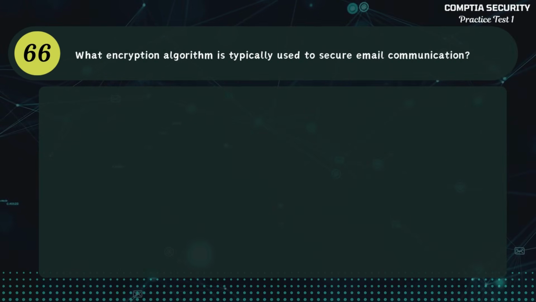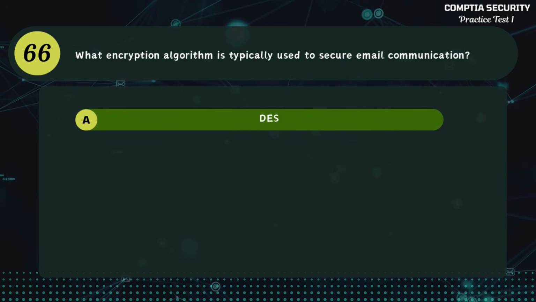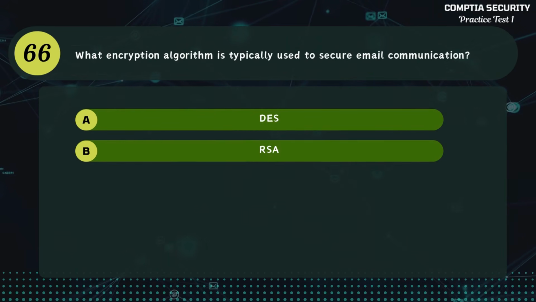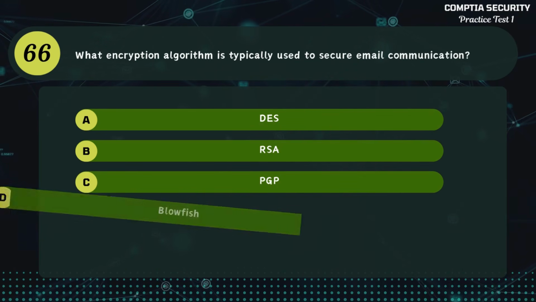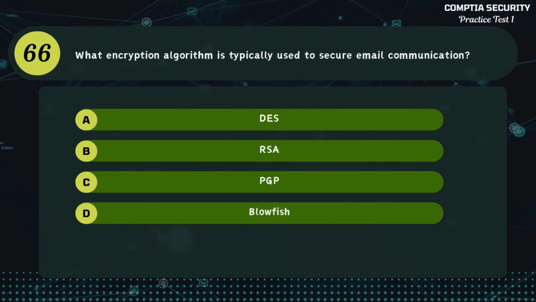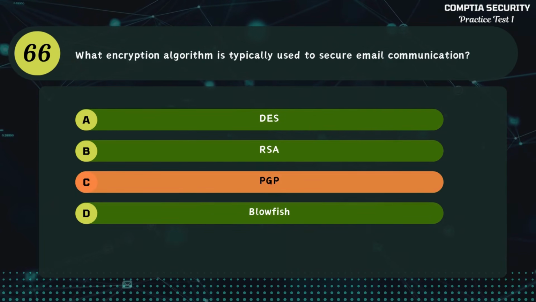Question 66. What encryption algorithm is typically used to secure email communication? A. DES. B. RSA. C. PGP. D. Blowfish. Correct answer C. PGP.